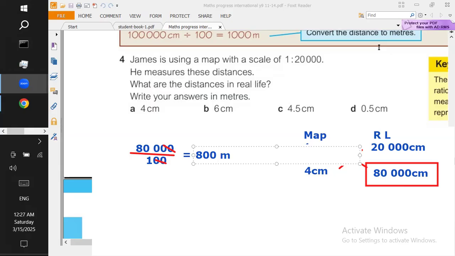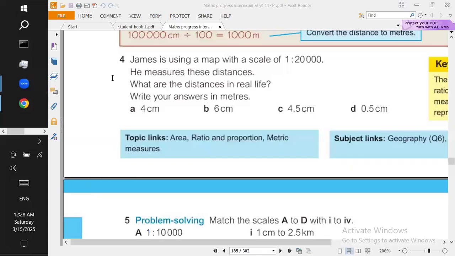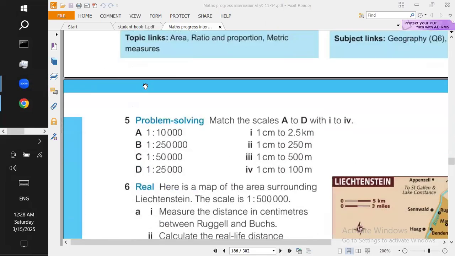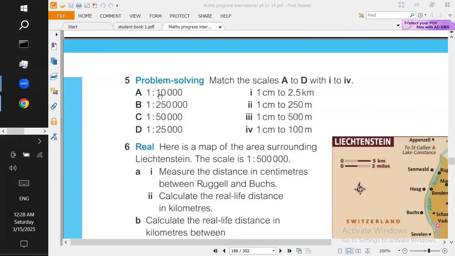Now, the others have the same ideas. You just have to put them here and then find the answer in centimeters and then turn it into meters. Now, the next question here, let's cover this. Okay.